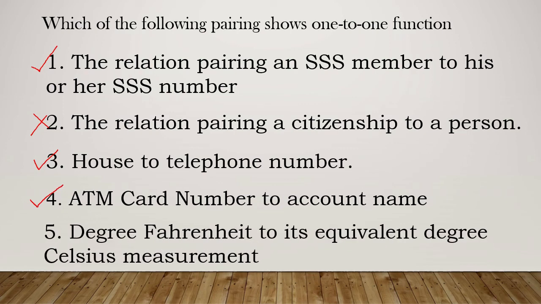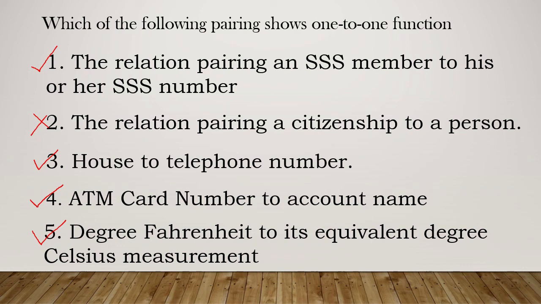Degree Fahrenheit to its equivalent degree Celsius measurement. Of course, the equivalent of each degree Fahrenheit in degree Celsius is different. Let's say 32 degrees Fahrenheit has its own equivalent in degree Celsius. So that's why this is also a one-to-one function.